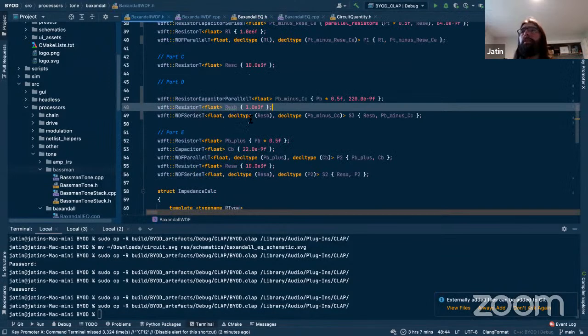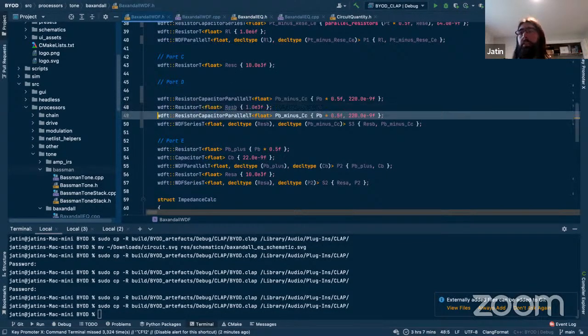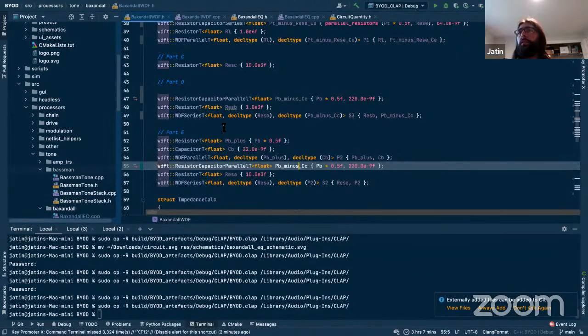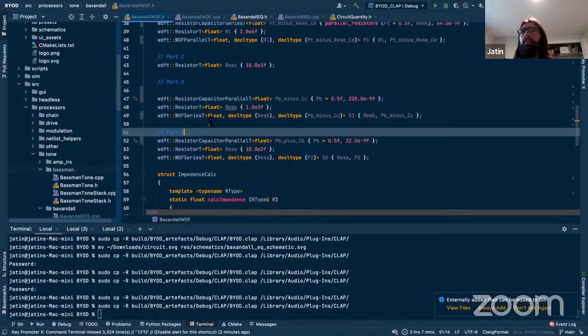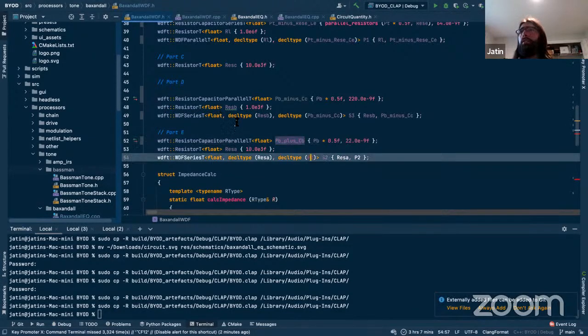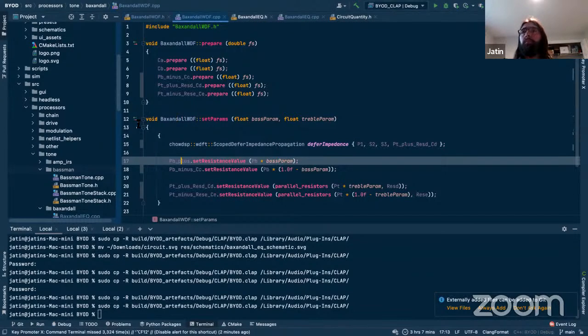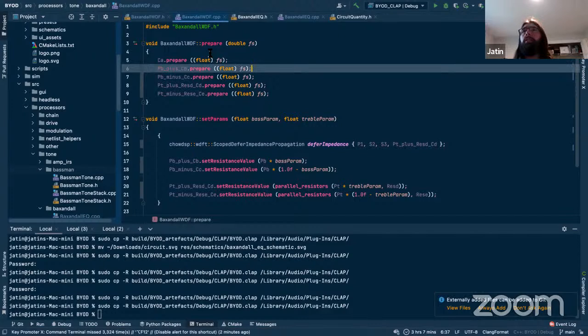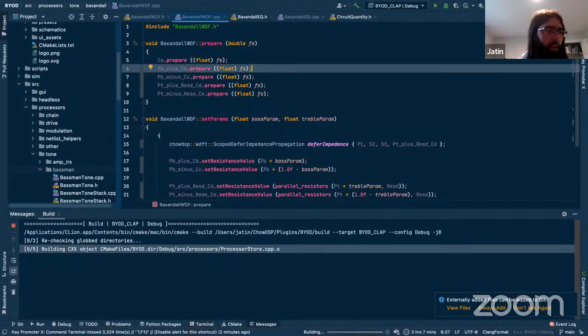And then for PB plus, we can do basically the exact same thing. So this is PB plus, this is CB, and this is going to be 22E minus 9. Set our resistance value, prepare our capacitor, and yeah, I think this should be our last bit of circuit simplification. And then we can get back to the customization.